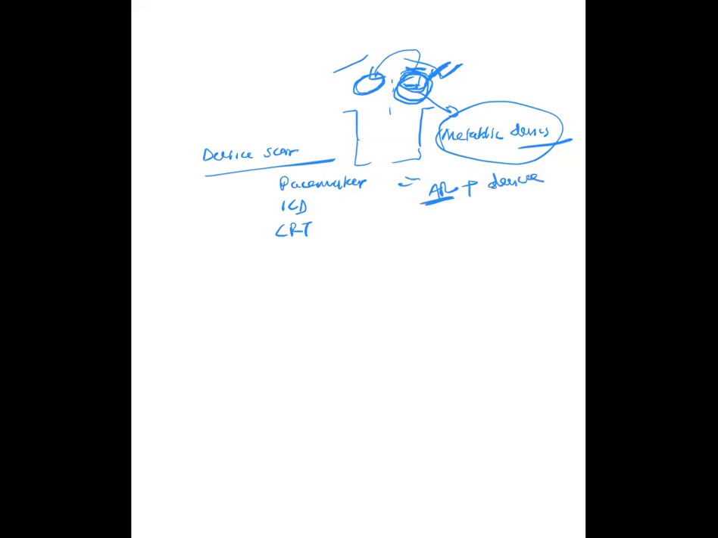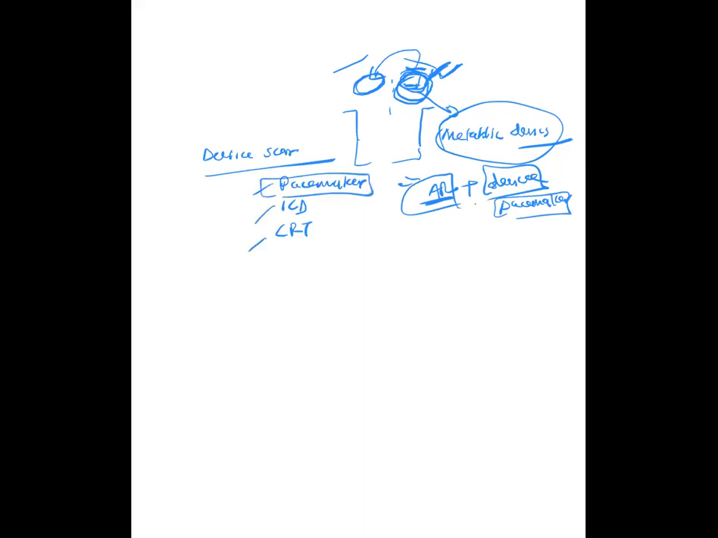I said there is a device, and he asked, what may it be? This elderly patient had presented with giddiness or dizziness. So that was a pacemaker. In the exam it is very common that they put a device. So it may be a pacemaker, or an ICD, or you may find a CRT.